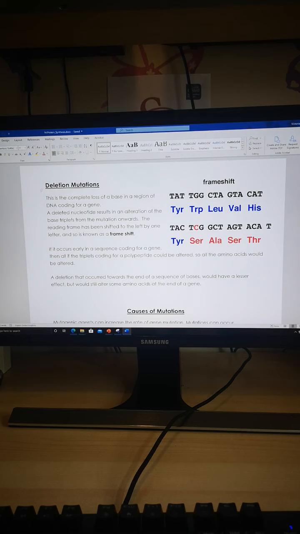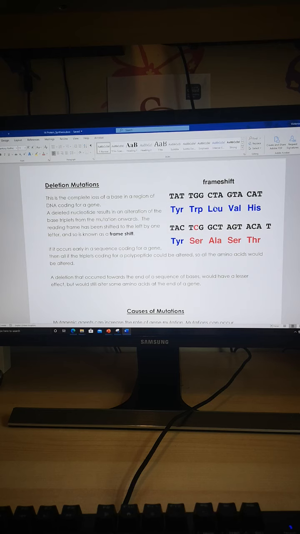Okay, so we've done substitution mutations. We're going to have a look now at deletion mutations. Okay, so this is the complete loss of a base in part of a gene. So the loss of a base in a region of DNA coding for a gene. A deleted nucleotide results, though, in an alteration of the base triplets from that mutation on.